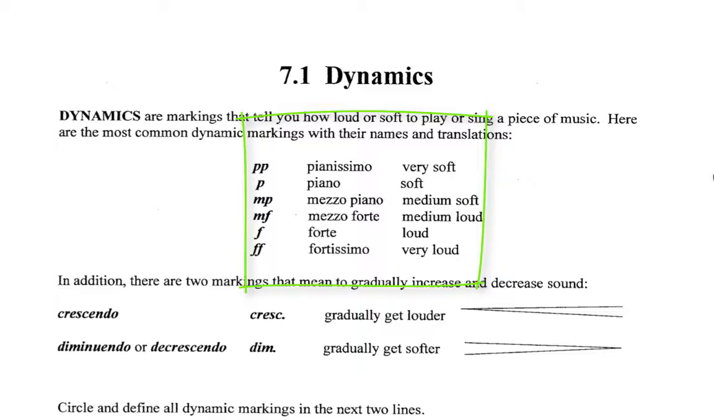Dynamics are markings that tell you how loud or soft to play or sing a piece of music. Here are the most common dynamic markings with their names and translations. Pianissimo, very soft. Piano, soft. Mezzo piano, medium soft. Mezzo forte, medium loud. Forte, loud. And fortissimo, very loud.